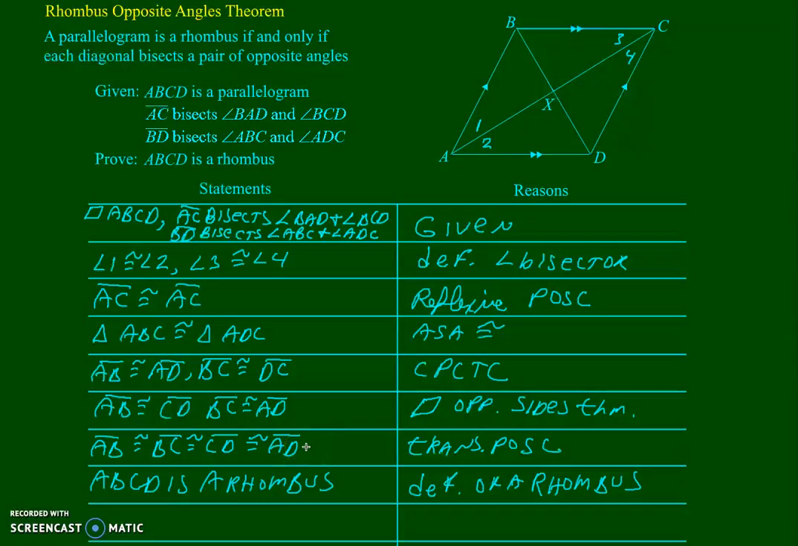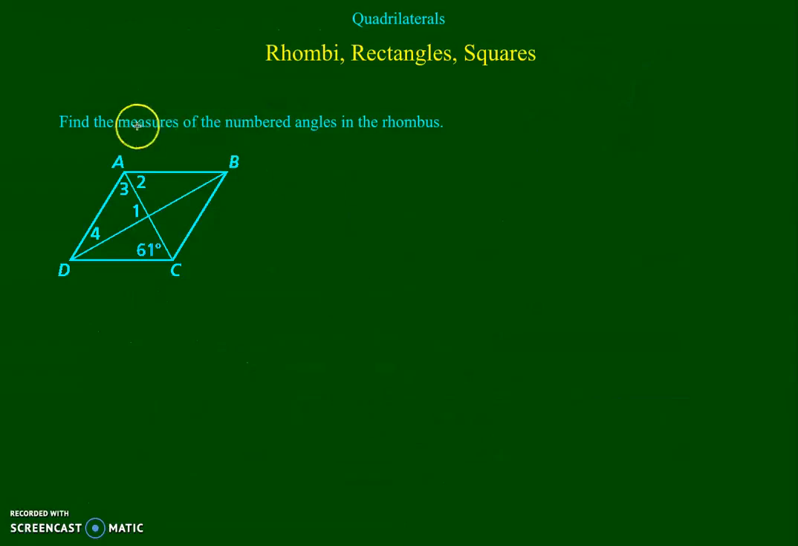Before we go on to the next property, let's take a little rest and work a quick example. In this example, it tells us that ABCD is a rhombus, and it gives us one angle measure and wants us to find all the other angle measures. And it doesn't really matter where we start here, so let's just pick a place. We know that the diagonals bisect the opposite angles. So this angle and this angle are congruent, and so this angle and this angle are going to be the same as these two. So this angle is 61, angle 3 has to be 61.